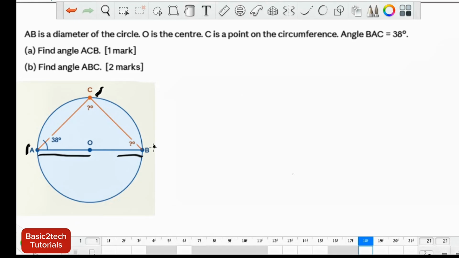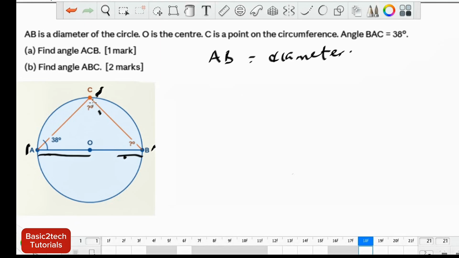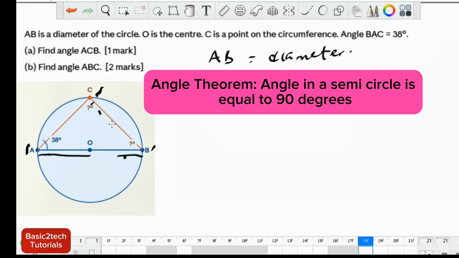So part A, the key is this. AB is a diameter. Anytime you see a diameter and a point on the circumference forming a triangle, the angle at that point is always 90 degrees. I repeat that. So it means that angle in a semicircle equals 90.